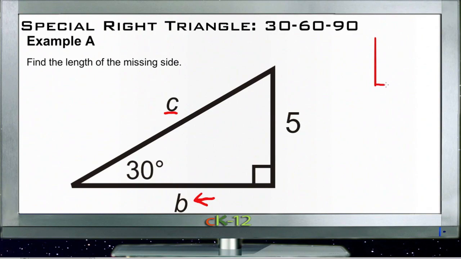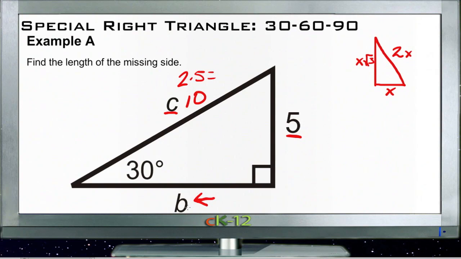Recall that if we have a 30, 60, 90, then our hypotenuse is 2 times the length of the short side, and the medium side is the length of the short side times the square root of 3. And that ratio always holds. So that means that in this case, where we know the short side is 5, the long side is just 2 times 5. So C would be 2 times 5, or 10 units.